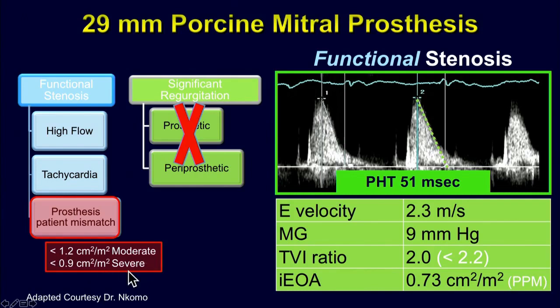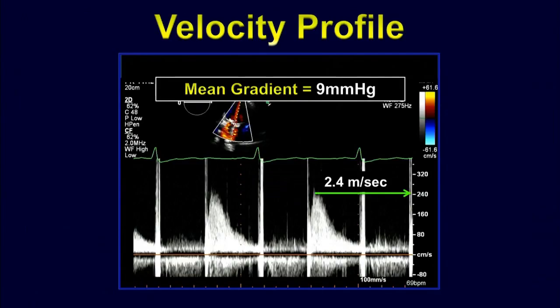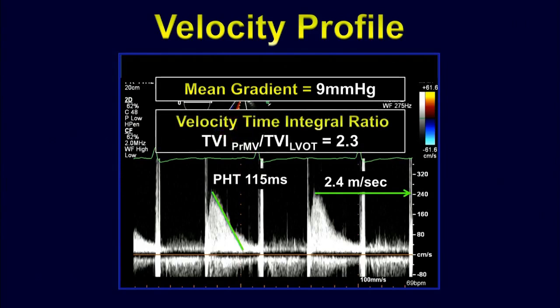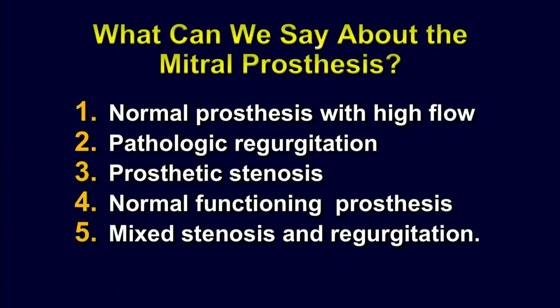be severe prosthesis-patient mismatch. So if we go back to our patient, peak velocity 2.4, mean gradient is 9, the pressure half-time is 115 milliseconds, and the TVI ratio is 2.3. So the question is, what can we say about this mitral prosthesis? Normal, regurg, stenosis, normal functioning, mixed stenosis and regurgitation.